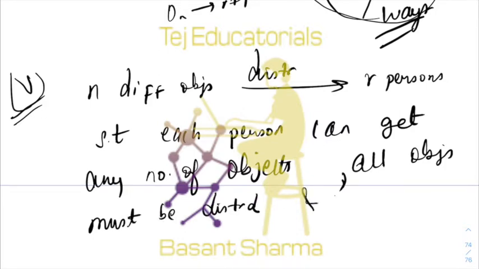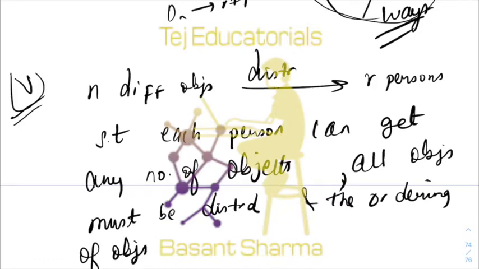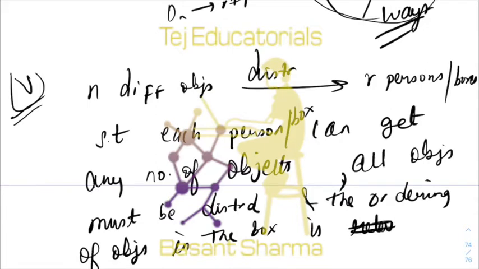Okay, and the ordering of objects. See, what you can think is, suppose you have n different objects and you want to distribute them among r persons, or you can call them r different boxes, such that each person or each box can get any number of objects. All objects must be distributed, and the ordering of objects in the box is relevant, is important, or should be taken into account.